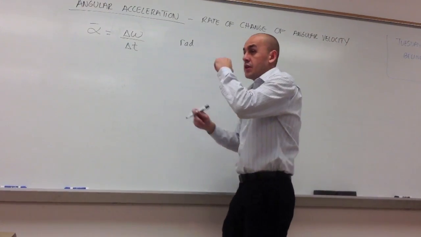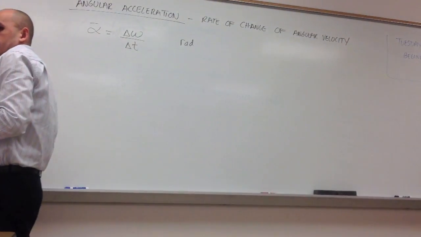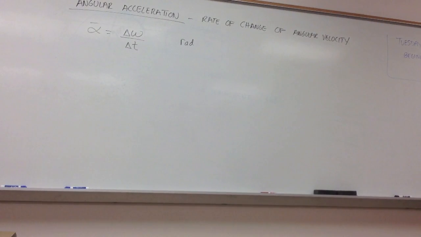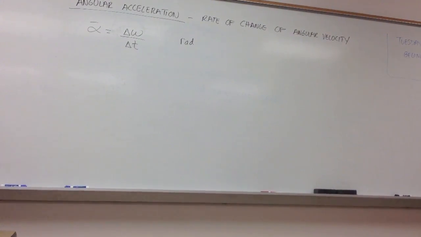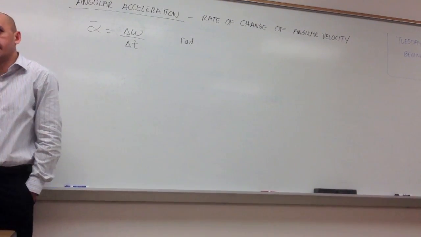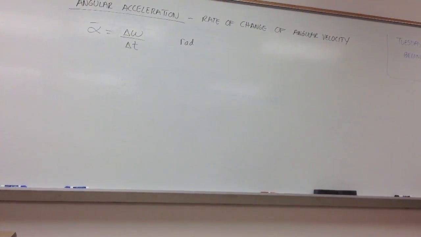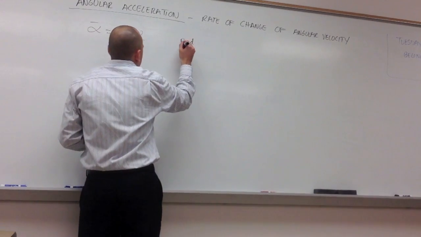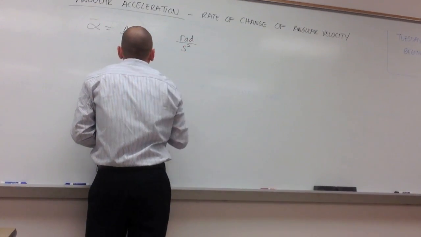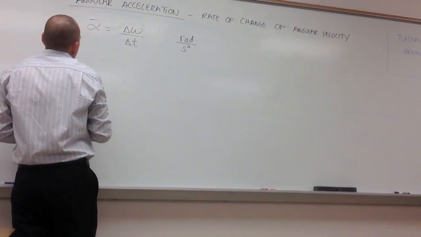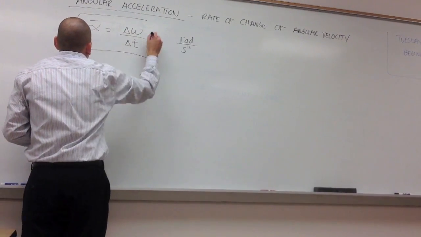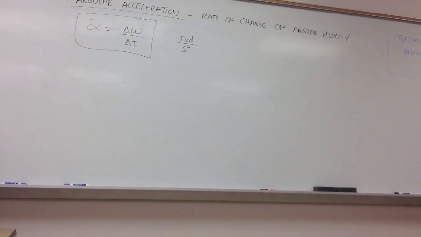Just like regular acceleration, or what we call linear acceleration now, was just the rate of change of your velocity. It was how your velocity was changing. And we saw back with the linear velocity, that velocity could change by speeding up, slowing down, or changing direction. This has units of radians per second squared. The little bar up here means average for that equation right there.